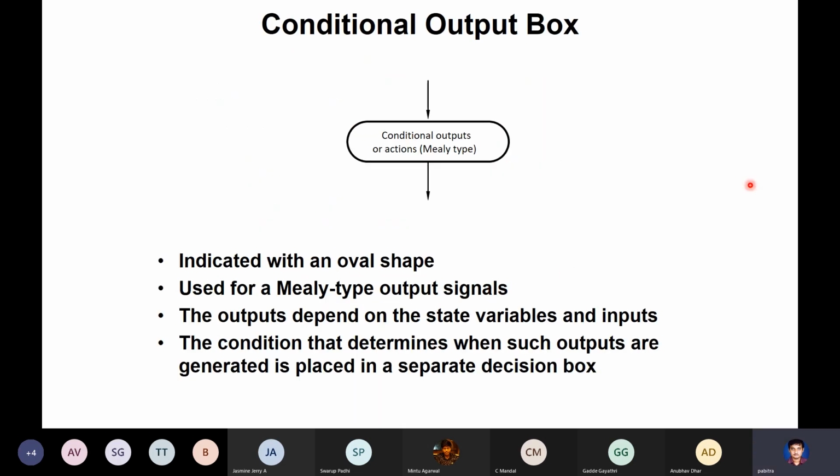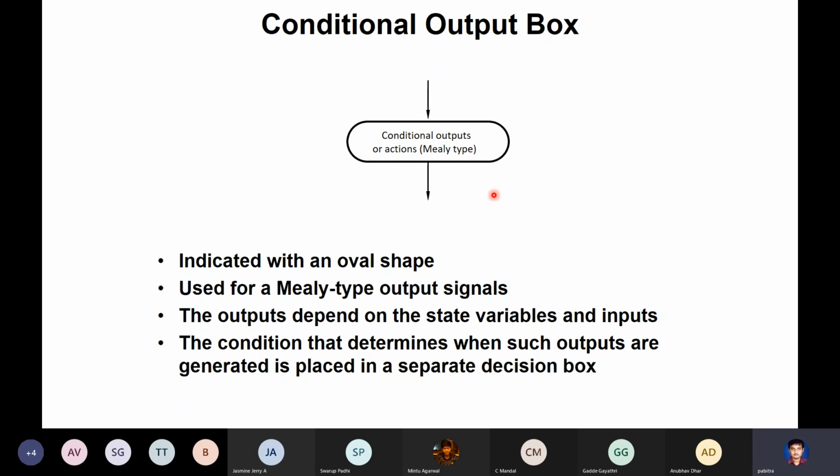And then you have the conditional output box, denoted by this oval. It's a Mealy type. So when you are representing an FSM, it can be either a Moore or Mealy type. Since these are equivalent, you can write down an ASM with only state boxes without conditional boxes, but it will be a larger ASM. In practice, we will need both, so we have a provision for the conditional output box also.